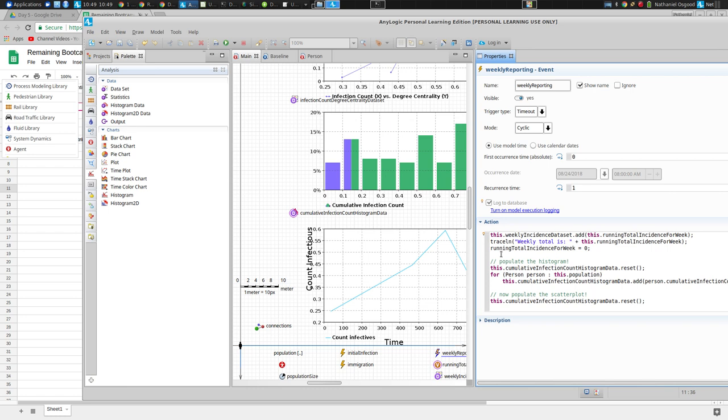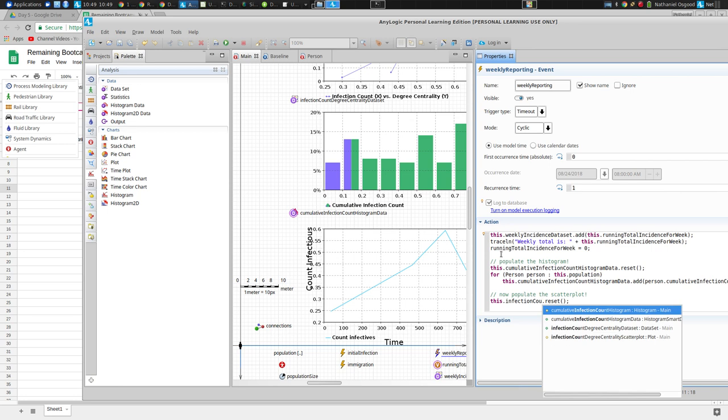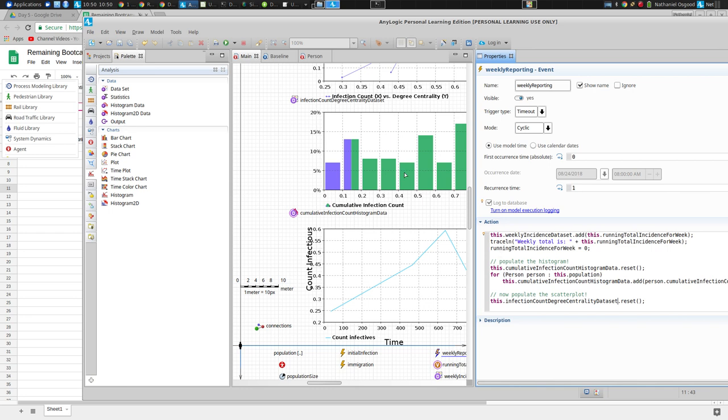Sorry, what am I doing? I don't know why I said this. That's really weird, because I was looking at the right variable, but it's infection count. Thank you, Aiden. Degree centrality data set. That's what we want. It's this one here. Thank you, Aiden. That's great.